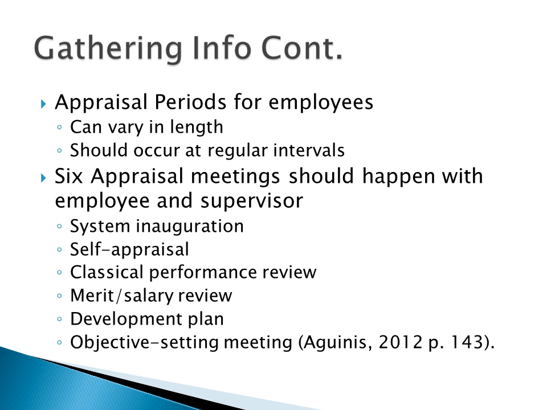So employees can also go through appraisal periods, which vary in length. They should occur at regular intervals, though. A lot of people have performance reviews at the end of each year. They typically should occur more frequently than that, but that's just one example. So there are 6 appraisal meetings that should happen with an employee and a supervisor through a performance measurement system: system inauguration, self-appraisal, classical performance review, merit or salary review, creating a developmental plan, and an objective setting meeting.